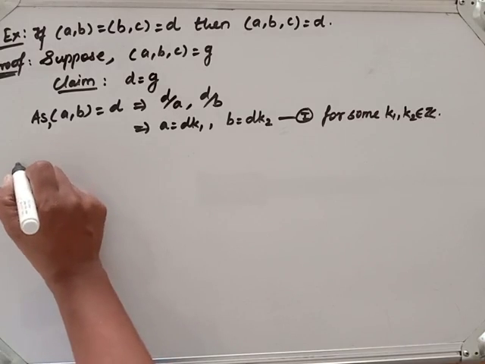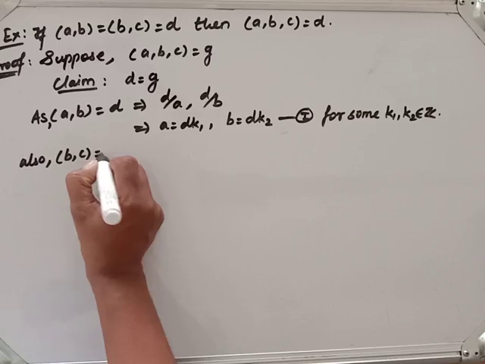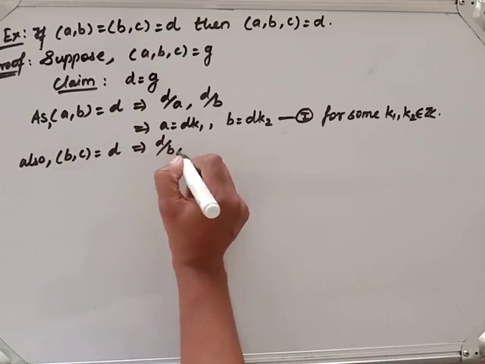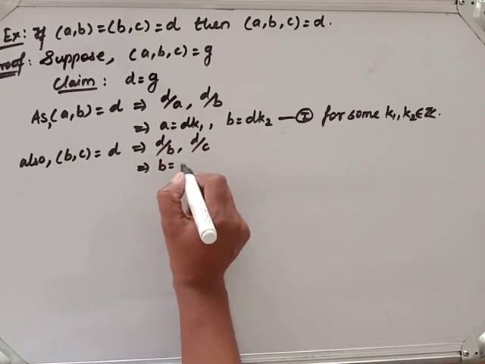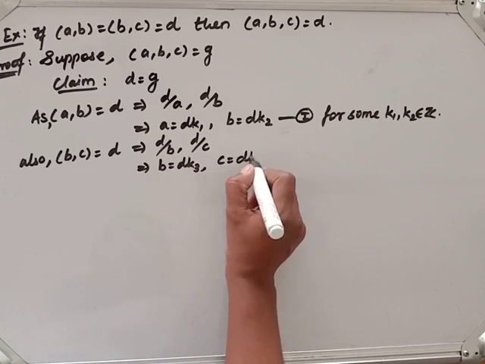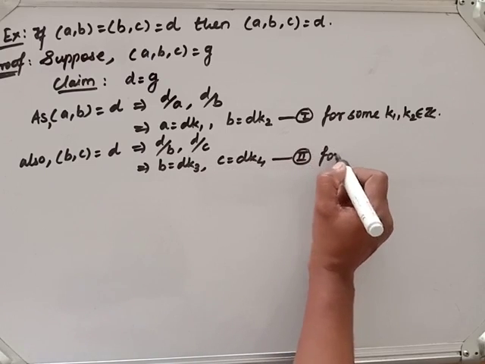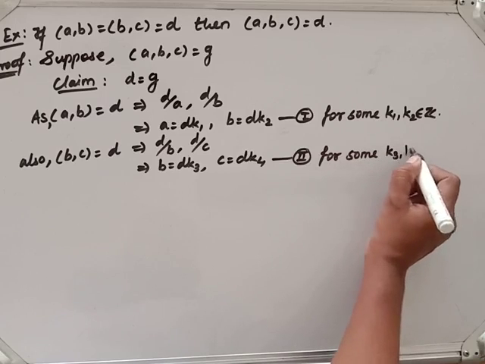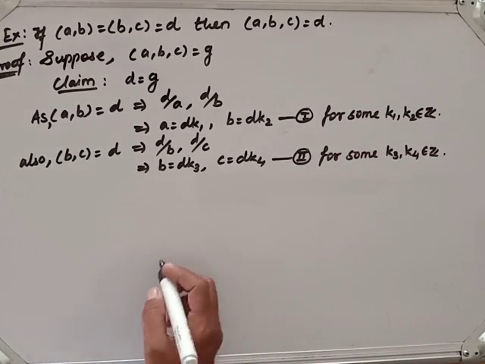Now also the GCD of B and C is D. So that also gives D divides B, D divides C. So that gives B is equal to dk3 and C is equal to dk4. Let it be equation number 2, for some k3, k4 belonging to the set of integers. Fine.